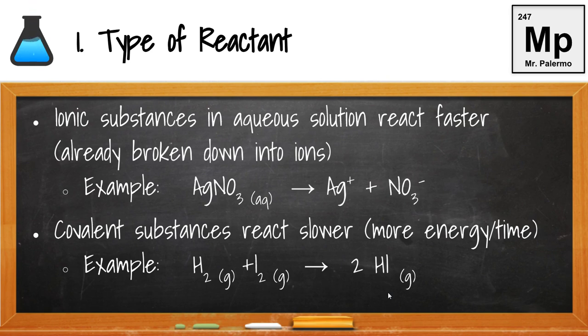Ionic substances, if they are in aqueous solution, have already dissociated into their ions, so they'll react faster. As you can see here, we put silver nitrate into water and form an aqueous solution. The compound is already broken down into ions, so that first step is already done, so the reaction just takes less time and therefore happens faster. Compared to covalent substances, we have to first break the bonds and then reform them. So it's just more steps, more energy, and therefore more time.